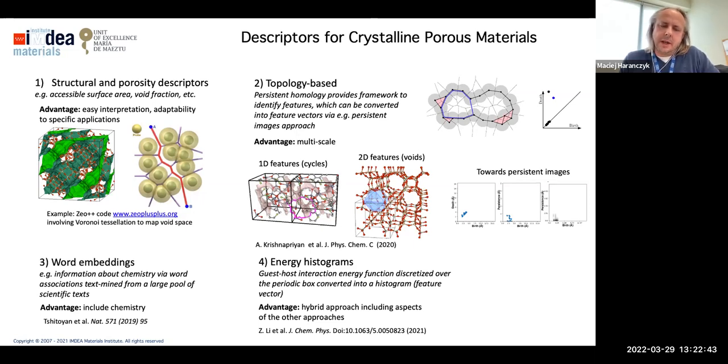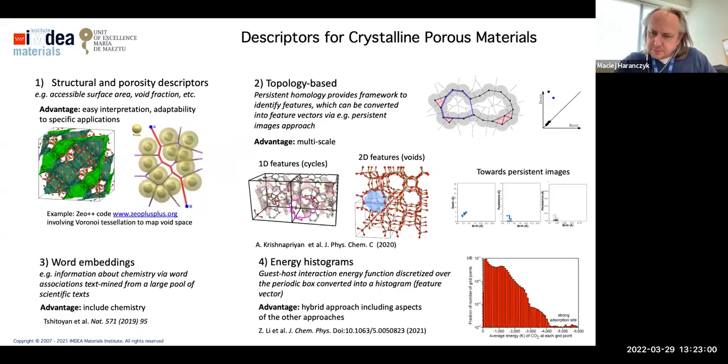We also take advantage of other work in the literature. There are other descriptors called word embeddings that can capture information about the chemistry of a material. And then another example of a descriptor is this energy histogram that I showed before. This is basically a histogram of interaction energy between a gas molecule and a material, and we can use this plot as a feature vector and use it in machine learning.